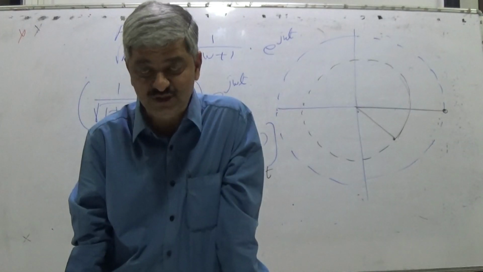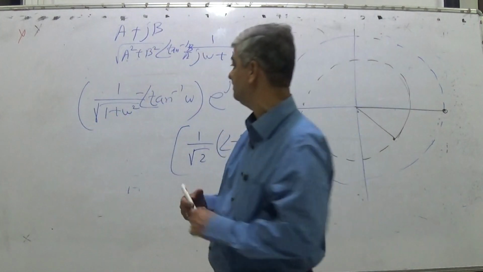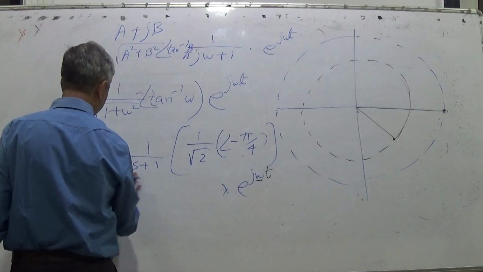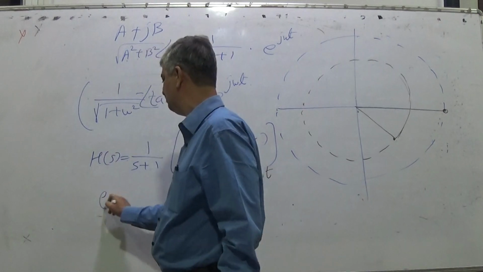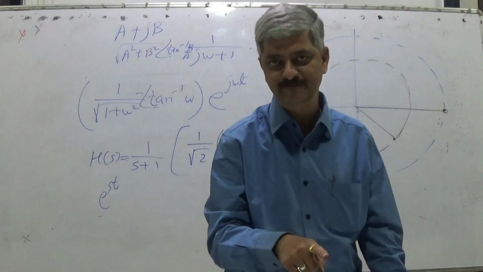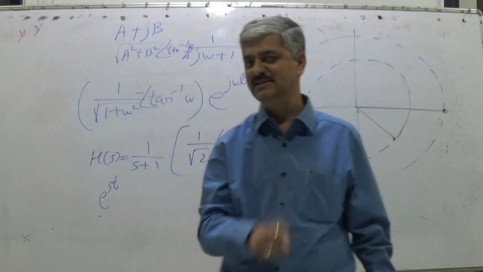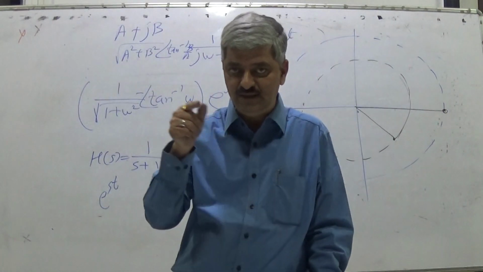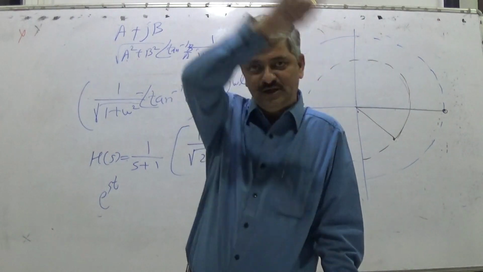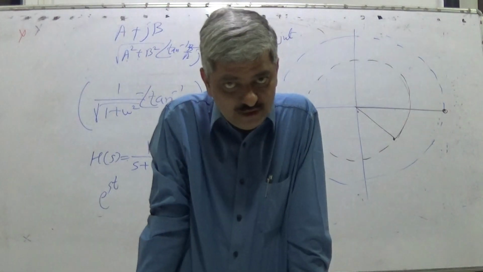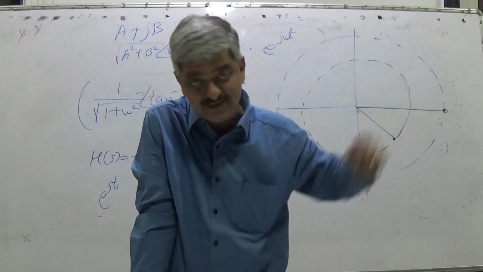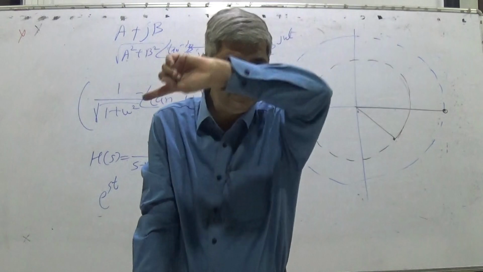So for circuits which have H(s), what was H(s)? H(s) was 1 upon s plus 1. For such circuits, the complex exponential with sigma equal to 0 is a rotating point. So what is a complex exponential? It can be a rotating point, an increasing or decreasing point, or increasing, decreasing and rotating together. It can rotate on a constant radius circle, it can move on either the horizontal or the oblique axis, or it can move helically, in an expanding or contracting manner.